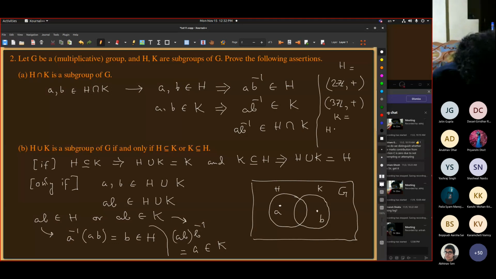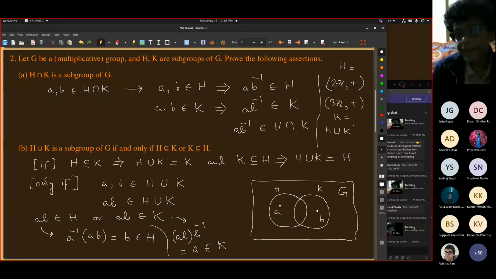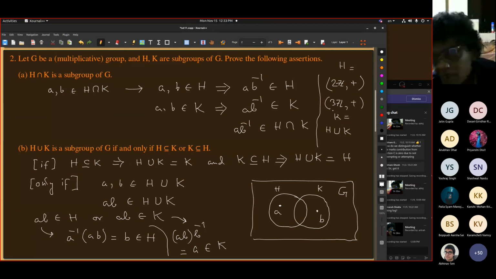So we have to show that H union K is not a subgroup because there are multiples of 2 which are not multiples of 3. This condition is not satisfied. Likewise, there are multiples of 3 that are not multiples of 2, 3 itself, for example. This condition is also not satisfied. But then, if I take the union, this is not going to be a subgroup. Why?